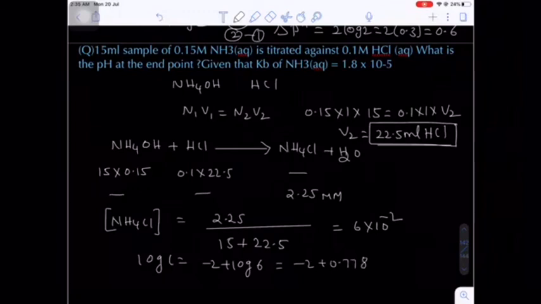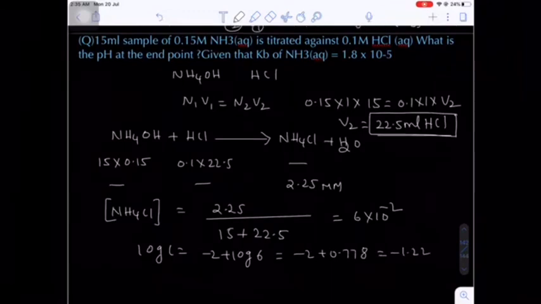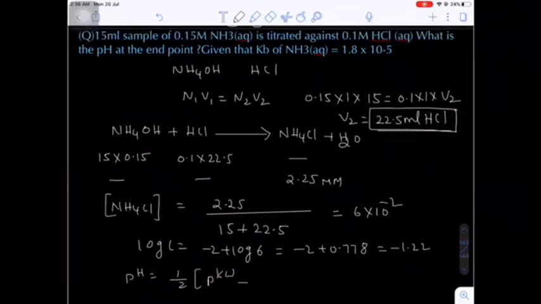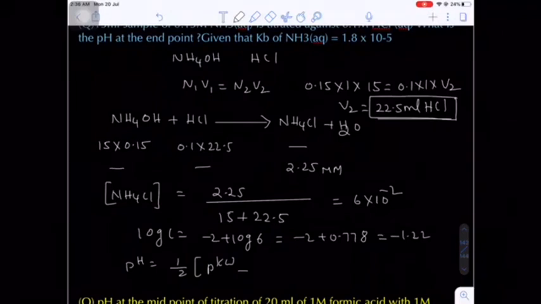Okay, now the log C value equals minus 2 plus log 6. Do you know the log 6 value? Yes, 0.778. So this value is minus 1.22. Okay, after that the salt hydrolysis, that is the cationic hydrolysis, pH value will be half into pKw. Okay, are you getting my point?